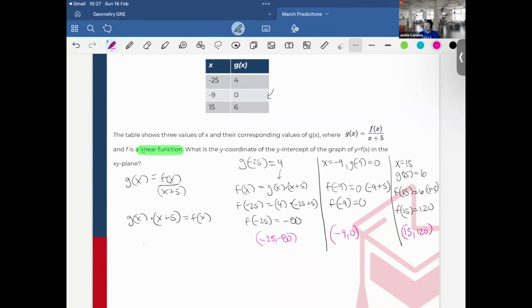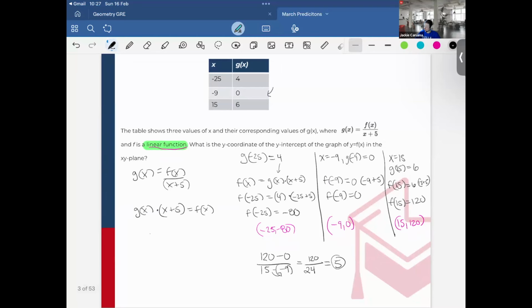Now, I know it's a linear function, so I can use the slope formula to deduce what the slope is. You can take any of the coordinates. Let's just do, for example, these two: 120 minus 0 over 15 minus negative 9. Careful, it becomes positive here. So this would be 120 divided by 24, which equals, oh my goodness, it goes in perfectly, 5.